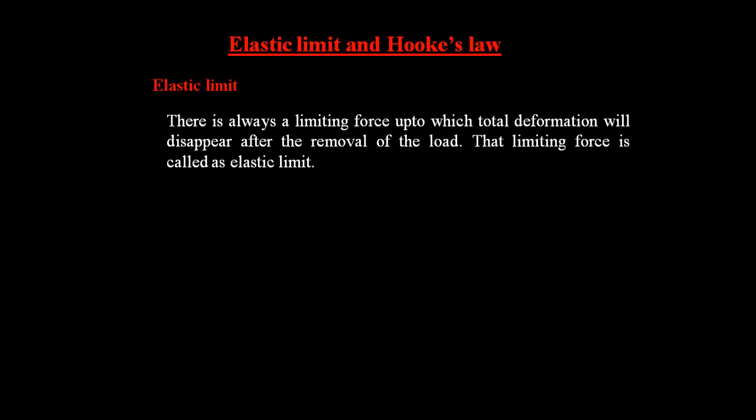Next we go for elastic limit and Hooke's law. What do you mean by elastic limit? Go through the definition. There is always a limiting force up to which total deformation will disappear after the removal of the load. That limiting force is called the elastic limit. Up to a certain limit of the force that we apply, the body can regain its original shape after the removal of the force. Within that elastic limit, after the removal of the load, the body regains its original shape, which means the body acts as an elastic body. Beyond that value, the body becomes plastic. That limiting position is called the elastic limit.